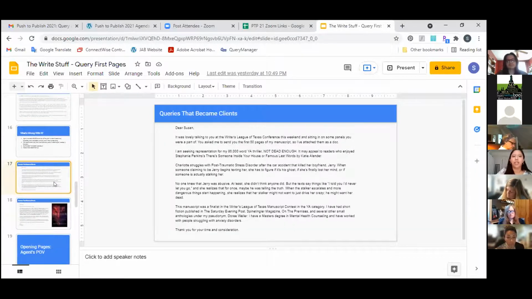I am going to switch gears and talk to you about queries that actually became clients, so you can see examples of queries that were successful in grabbing an agent's attention, at least this agent's attention. So this person said it was lovely meeting you at this conference that she attended. We had met in a pitch workshop, so I had asked her to send me some pages. She gives the word count, the genre, it's a young adult thriller, the title. She gives comp titles, Stephanie Perkins, Kate Allender. She gives the plot, the main character, here is her world. Here's the status quo that she's starting off with.